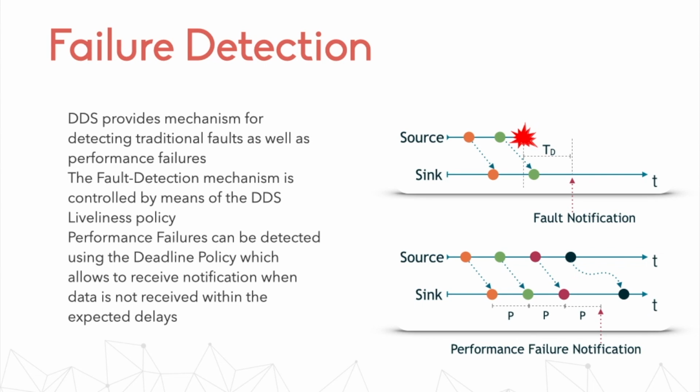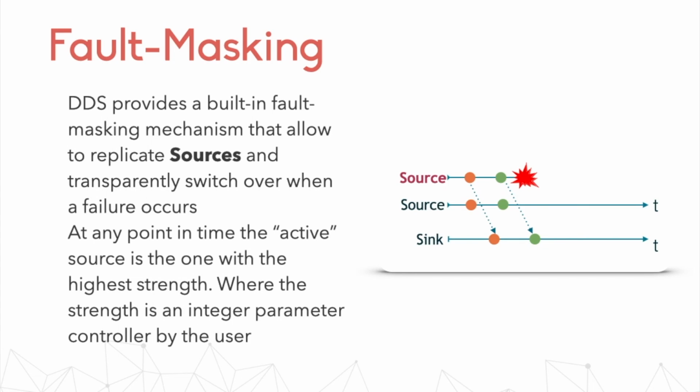These QoS allow you essentially to replicate producers and then have the infrastructure automatically switch between one producer and another when either a crash or a performance failure is detected.